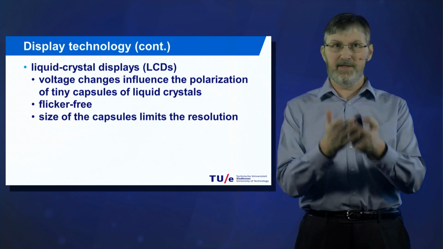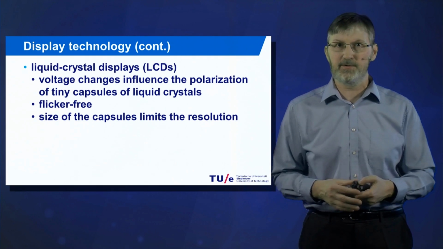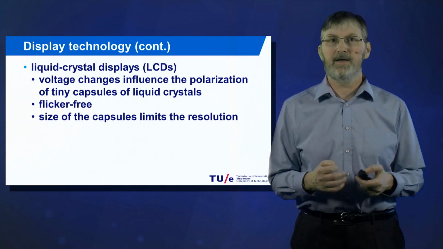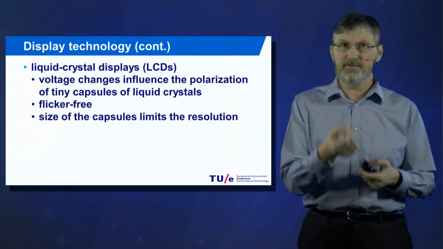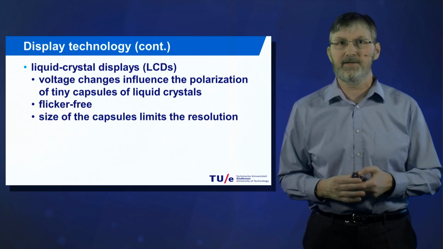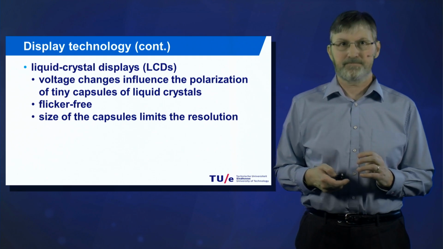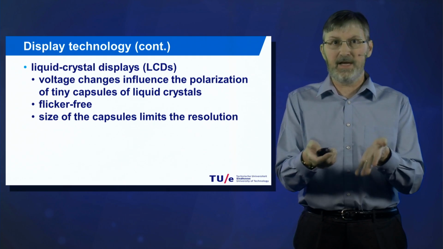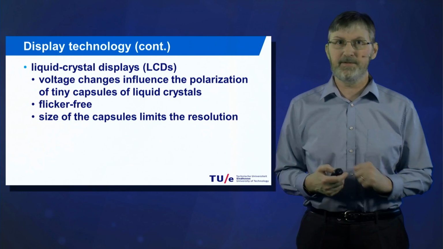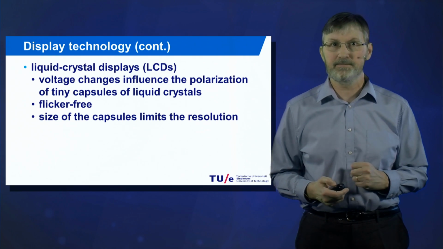LCDs were typically used first in monochrome displays. They have tiny capsules of liquid crystals that can be either transparent or opaque based on electric current. The size of the capsules limits the resolution of the display, but these types of displays use very little power.